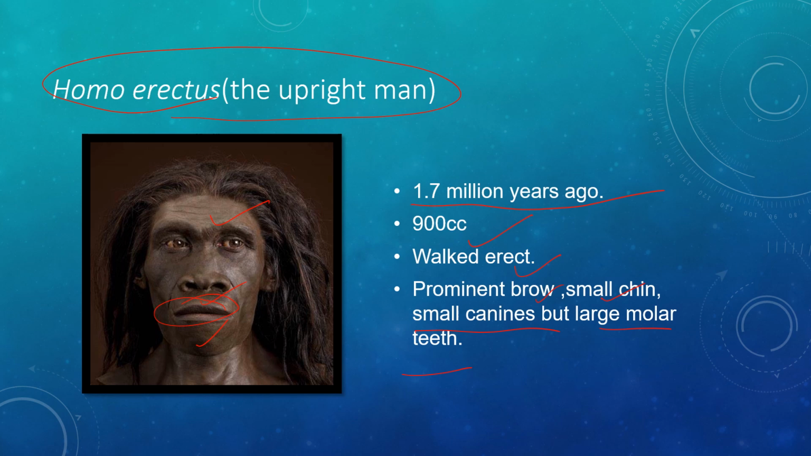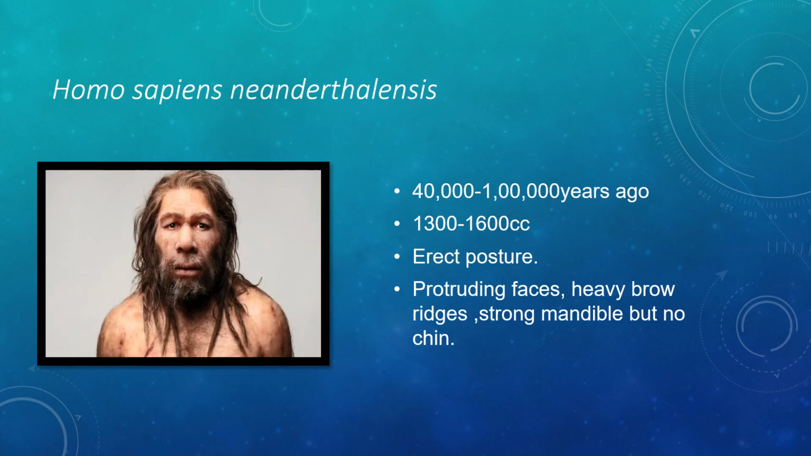After Homo erectus, we move on to the Homo sapiens neanderthalensis. This is a bit of a tongue twister, so you need to pronounce and write it properly. They are also called Neanderthal man. This is actually easy, so you can just call them Neanderthal man.